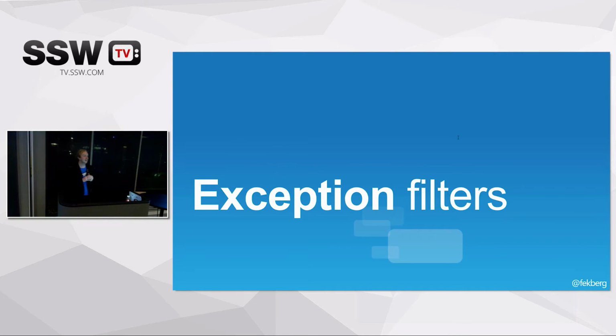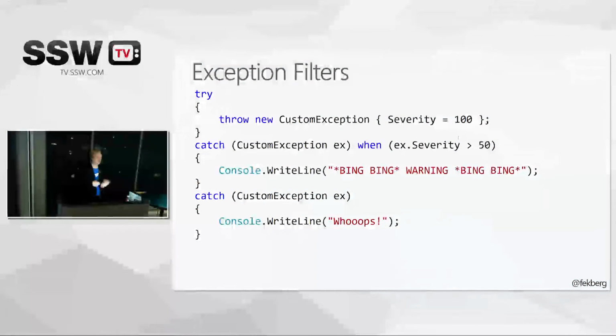So finally, we're getting exception filters. It's a simple way for us to express that we want to filter exceptions based on a certain criteria. As you see here, I'm throwing a new exception. I'm setting the severity to a high value, and I'm saying, catch this custom exception whenever the exception severity is above 50. Now this compiles down to catching all the custom exceptions, and then internally having these 2 if statements, checking if it's above 50 or not. But I don't have to write that anymore. So it becomes a bit more explicit.